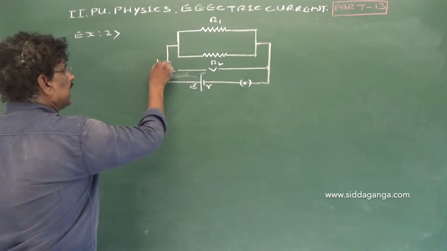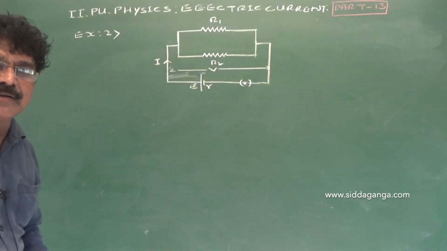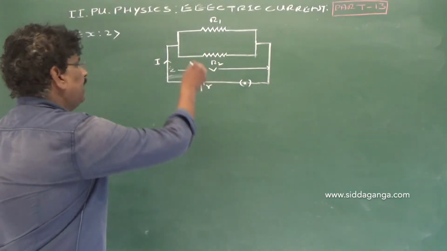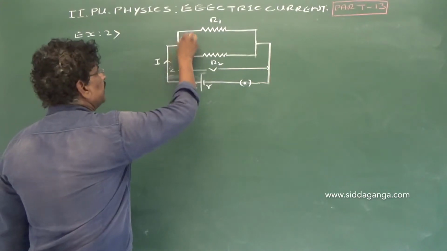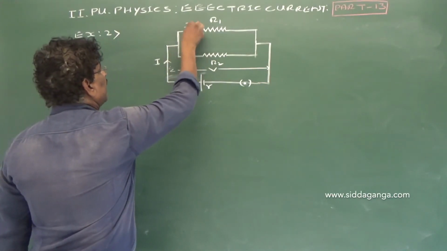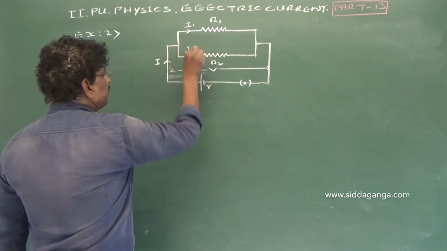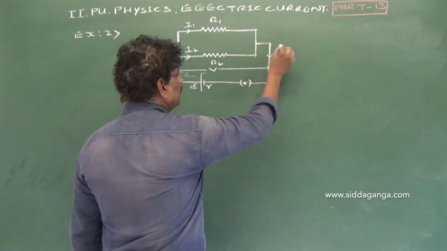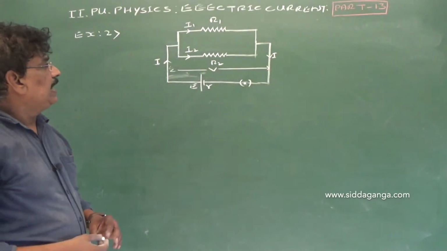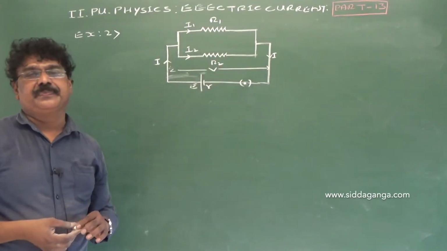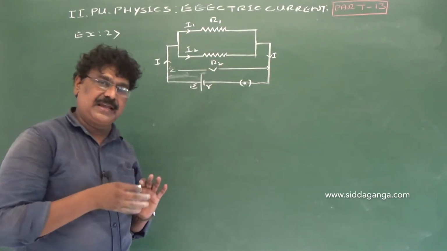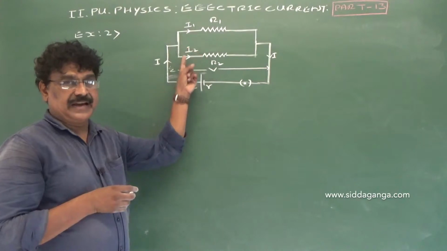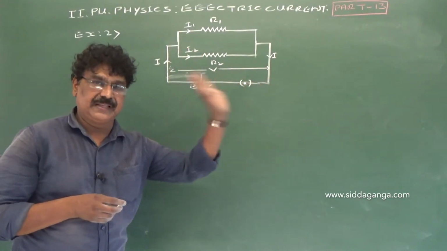Now a current is drawn from the cell called main current. It flows from positive terminal to negative terminal. When it comes to the combination, it divides into I1 and I2, say branch currents. Now the same current I flows to the negative terminal. Here it is an electrical circuit in which two resistors are in parallel. Circuit analysis means calculation of currents and potential difference.